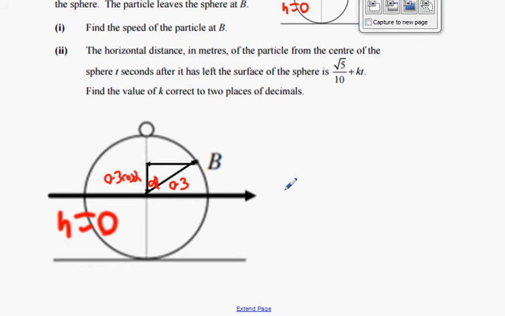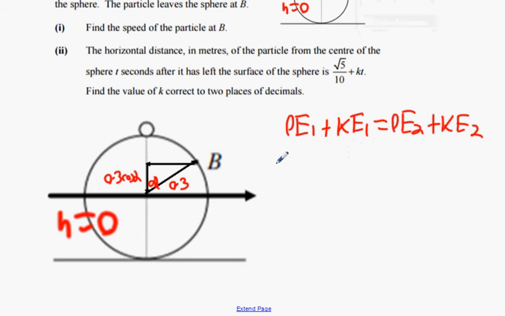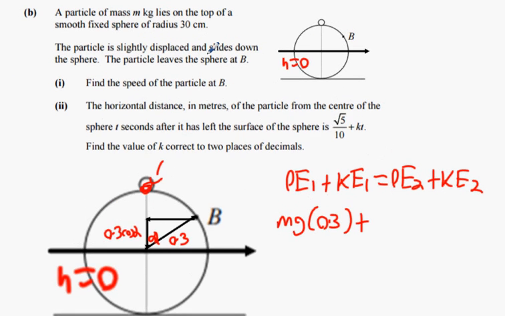Okay. So I'm going to start off with conservation of energy. PE1 plus KE1 equals PE2 plus KE2. Okay. Do I start off? PE is mgh. What's our height? This is at the very beginning. This is this point here. 0.3. KE1. Do we start with any speed or do we start from rest? Does it say? It sits at the top and slides down. Start off with nothing.